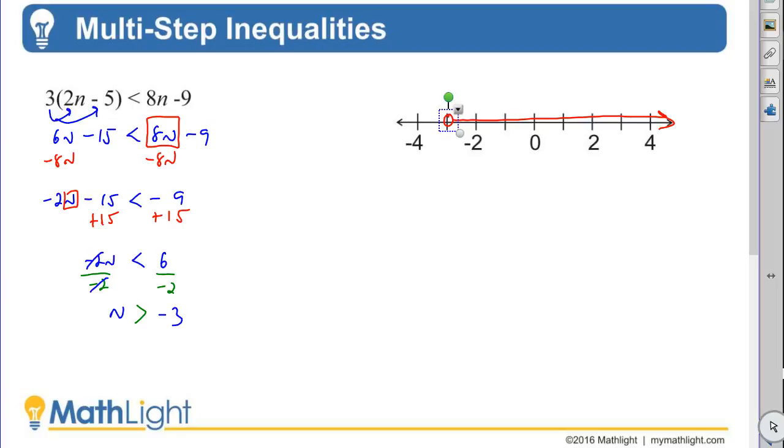If that would have been an equal to, it would be a dot over the negative 3 and arrow to the right. Hey, that's it.